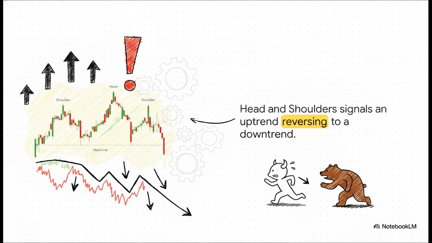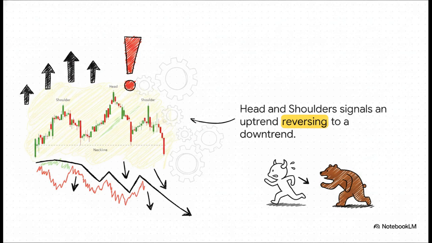And here is one of the most famous, most reliable patterns in all of trading, the head and shoulders. It's a massive, flashing warning sign that an uptrend is reversing into a downtrend. You can clearly see the large peak right in the middle, that's the head, and it's flanked by two slightly lower peaks, which are the shoulders. Now pay really close attention to that dotted line at the bottom, called the neckline.